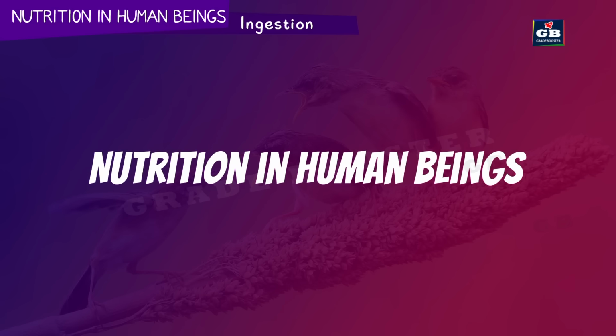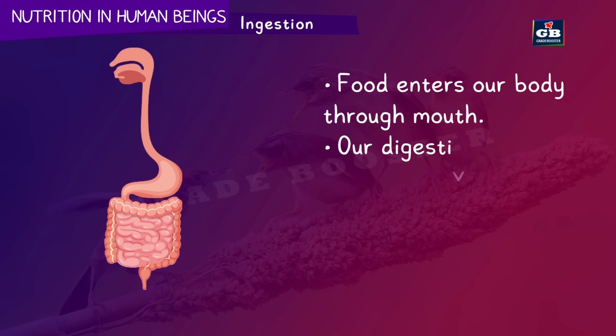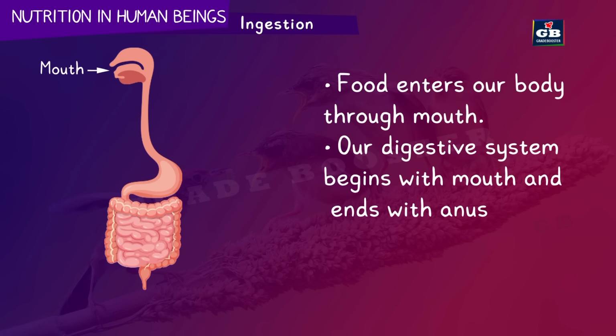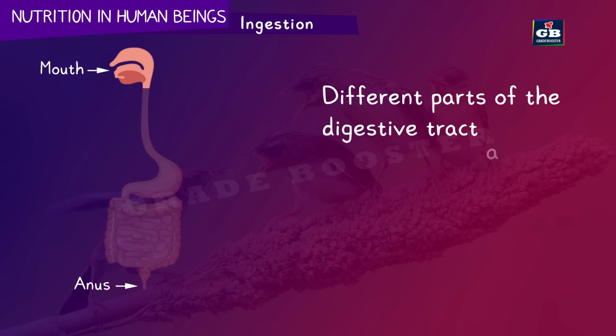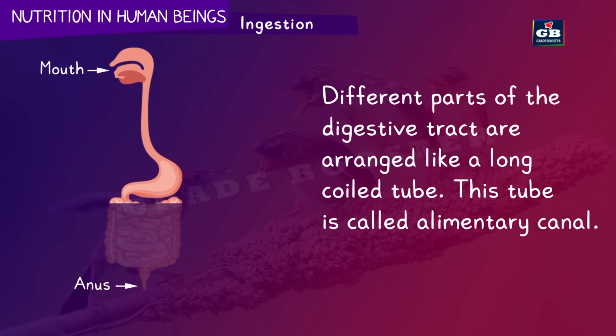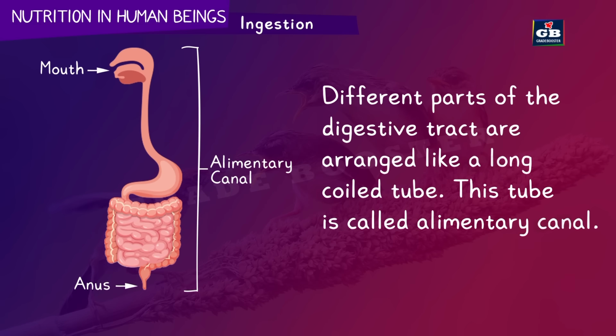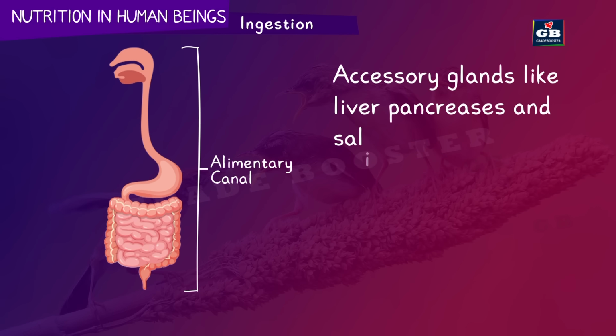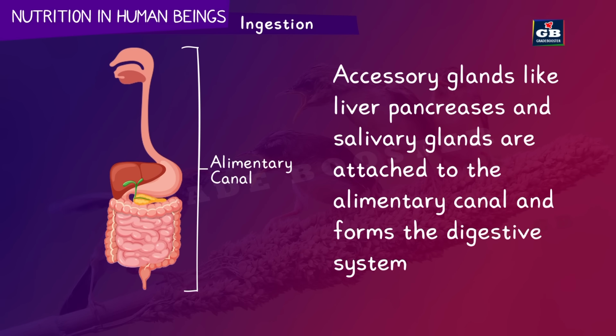Nutrition in human beings. Food enters our body through the mouth. Our digestive system begins with the mouth and ends with the anus. Different parts of the digestive tract are arranged like a long coiled tube. This tube is called the alimentary canal. Accessory glands like the liver, pancreas, and salivary glands are attached to the alimentary canal and form the digestive system.